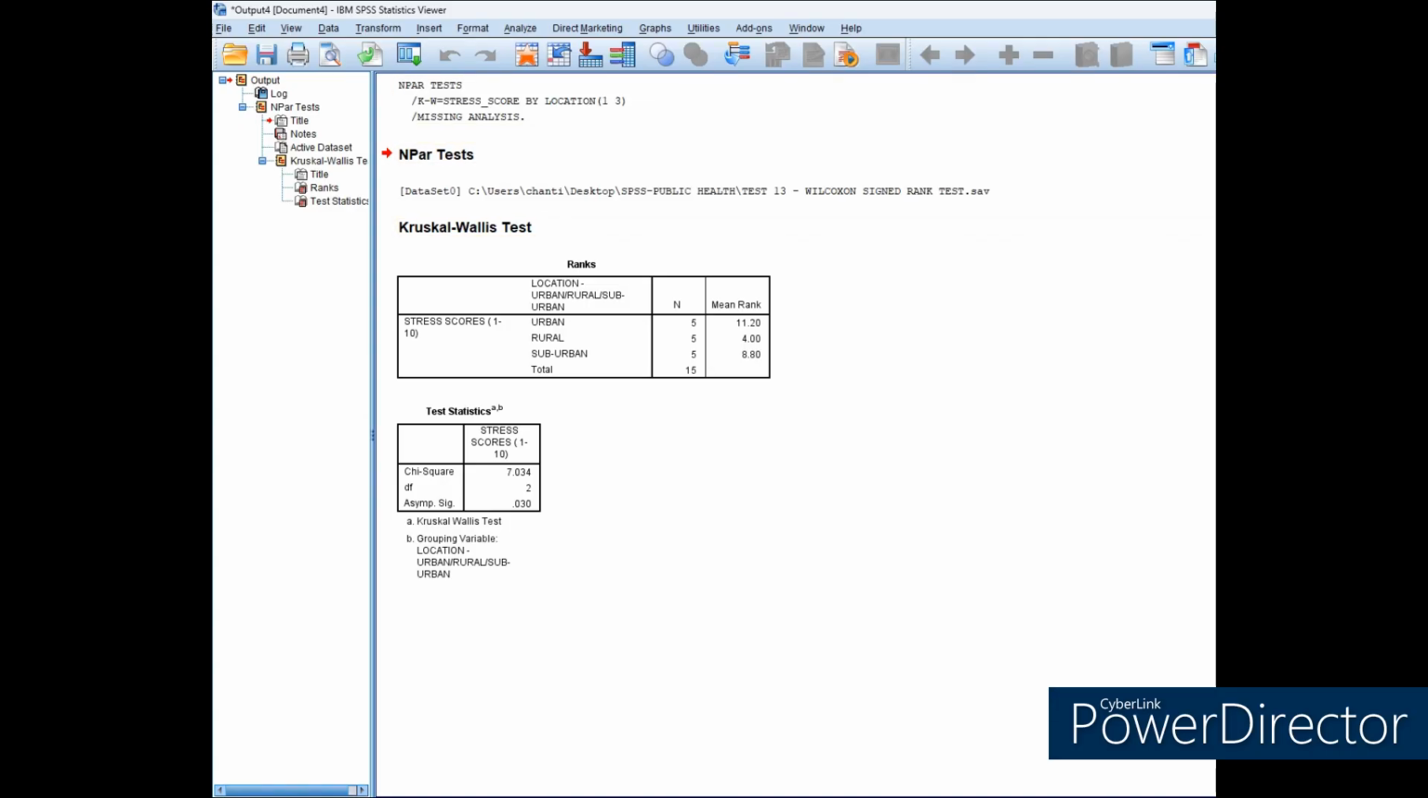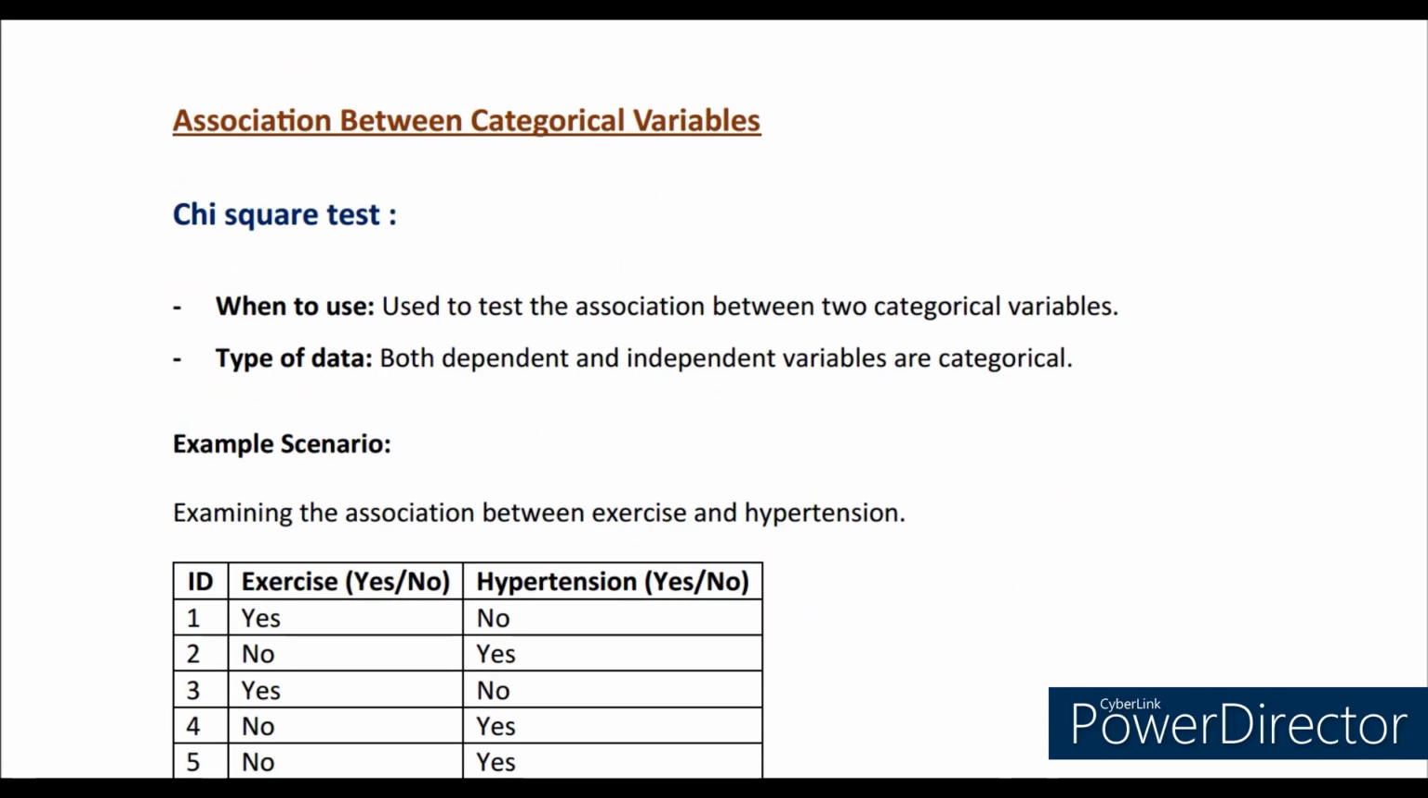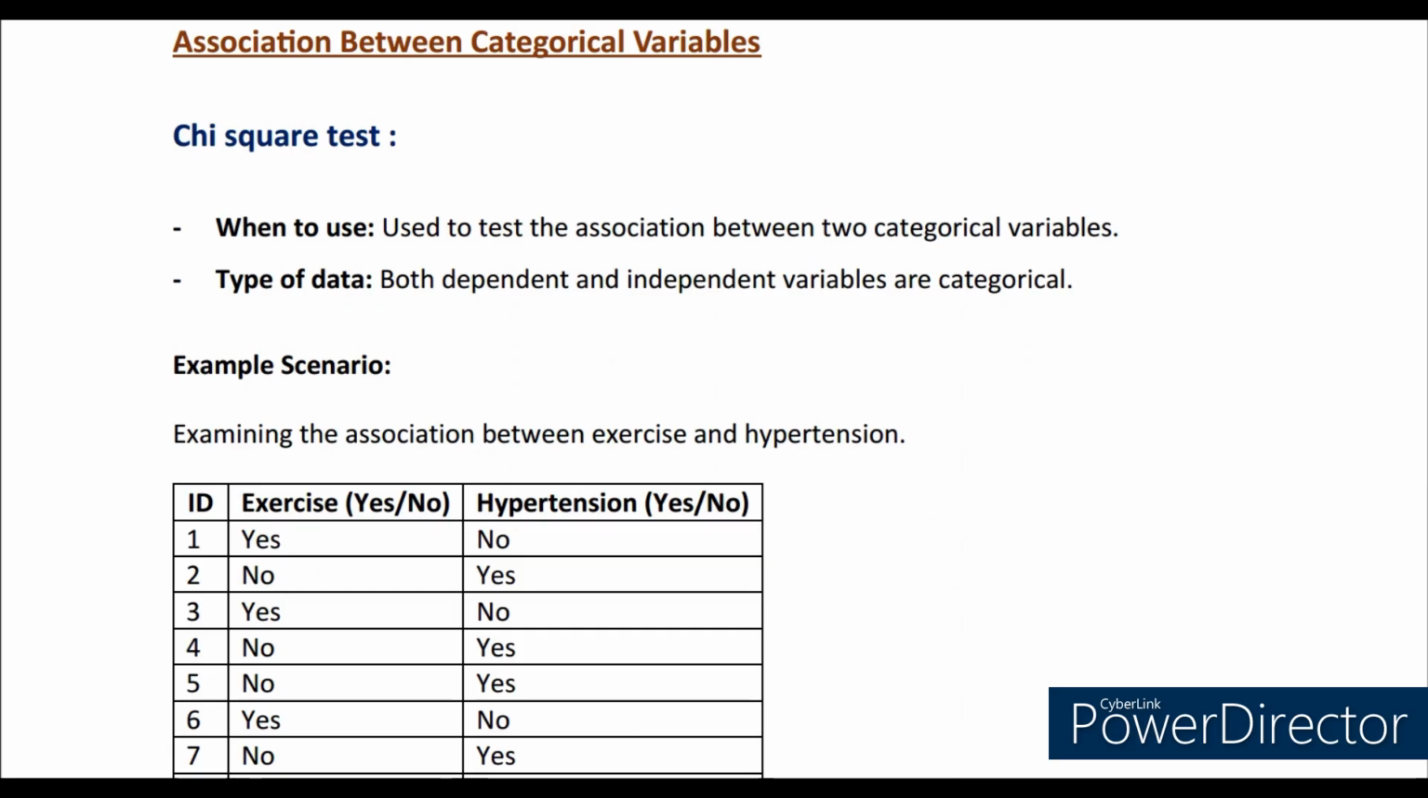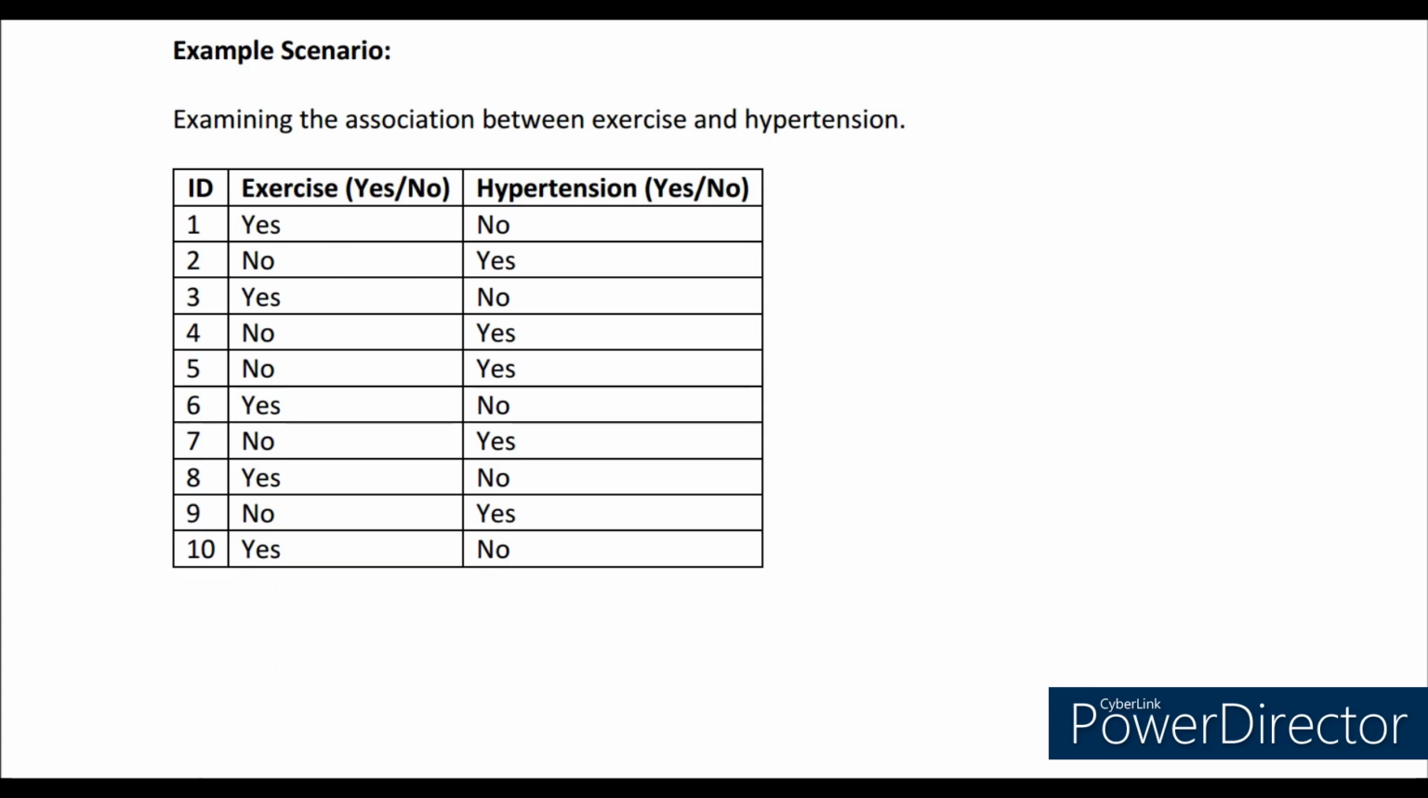And now coming to the next test, that is chi-square test, which comes under the association between categorical variables. So it is used to test the association between two categorical variables. And the type of data is that both dependent and independent variables are categorical. A simple example, examining the association between exercise and hypertension. So both are categorical variables. That means yes or no type of responses.